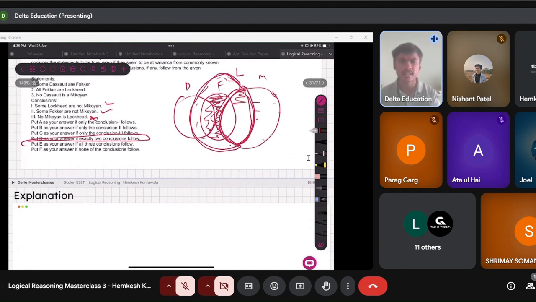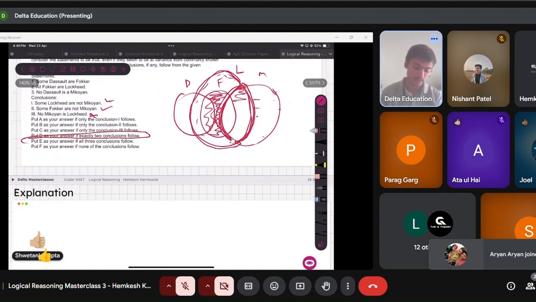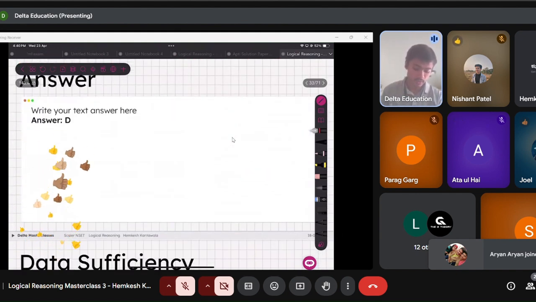Got it? And why was the third not correct? Because this is the portion where Mikoyans could be Lockheeds. Any doubts? Yeah, great. So D was the correct answer over here.